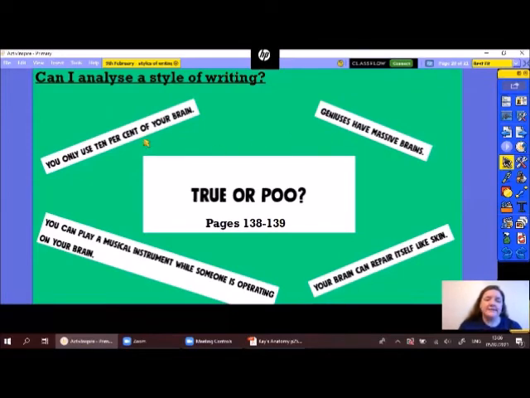You only use 10% of your brain, so you'll find out if that's true or false. Geniuses have massive brains. Your brain can repair itself like skin, and you can play a musical instrument while someone is operating on your brain. Do you think those are true or false? Have a think about them before you start reading. I've also included an audio file of me reading the section. If you're not so confident with reading, that might help you to follow along.